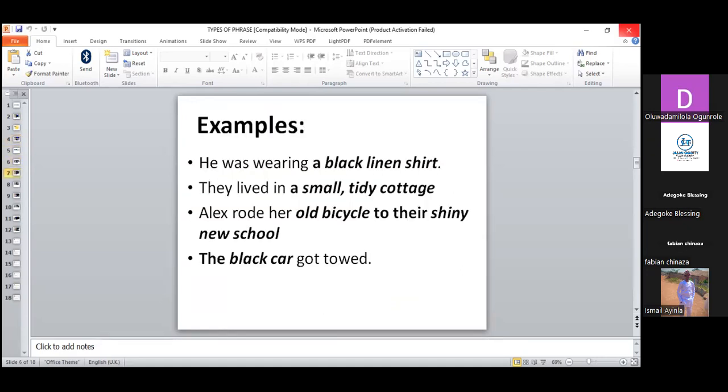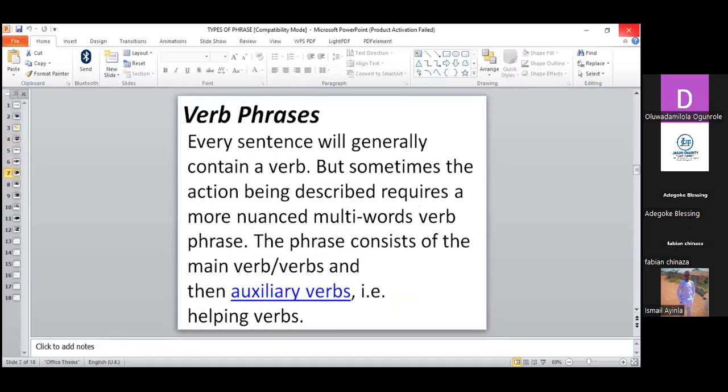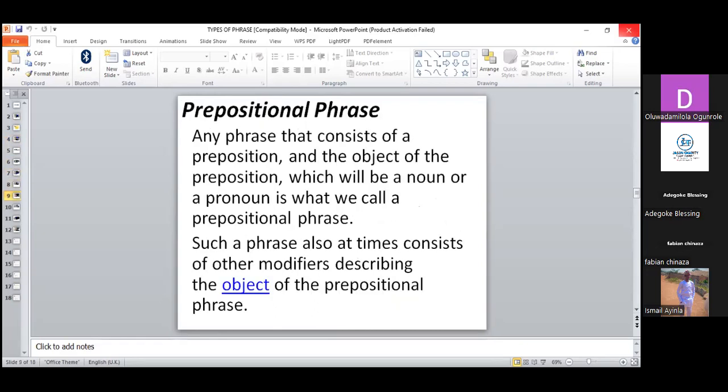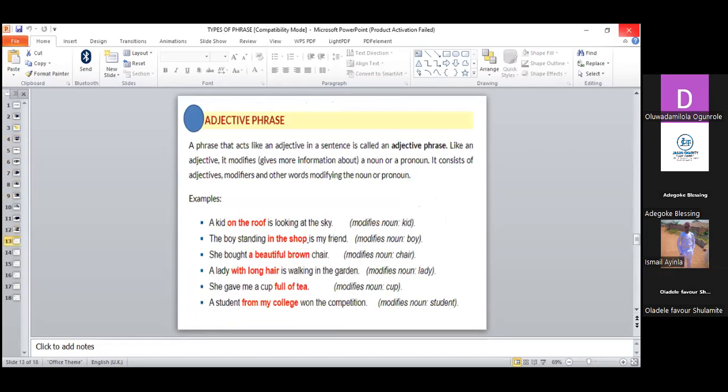From there, we moved to verb phrases. This was when we talked about many verbs coming together to act in a sentence. Then the third one is a prepositional phrase, headed by a preposition with a noun acting as the object of that preposition. It can be used as an adjective or an adverb in the sentence. Then we moved on to the adjective phrase, which will always modify a noun or a pronoun.